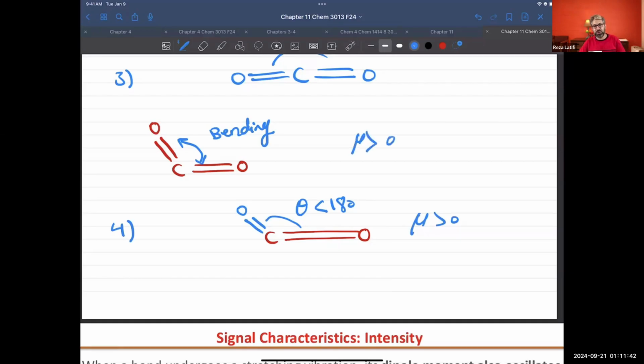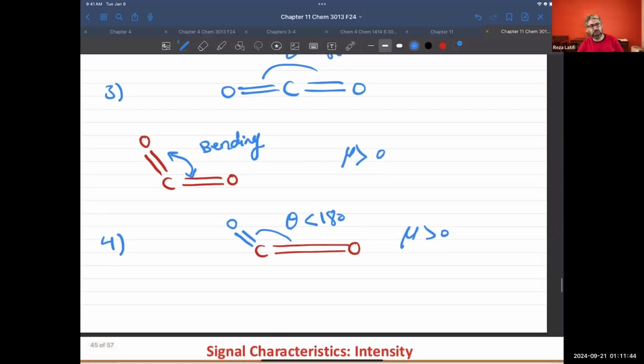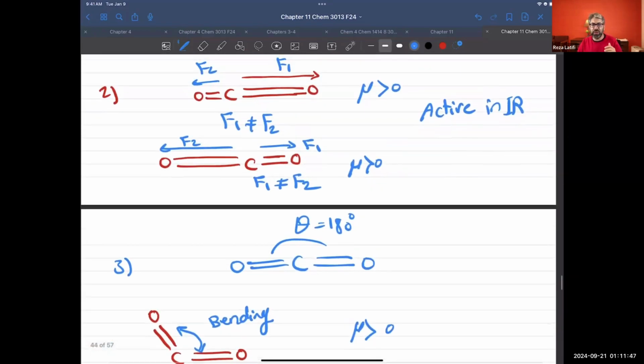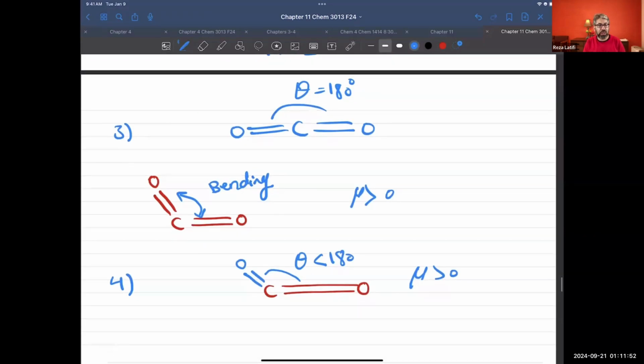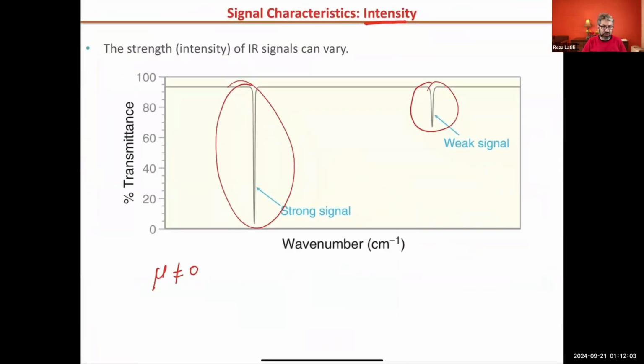Mu will be bigger than 0, and they will be active in IR. So you can have asymmetric stretch, or you can have bending, or bending and stretching at the same time, and that's going to give you a signal in IR. Okay. So now let's go back to our slide.